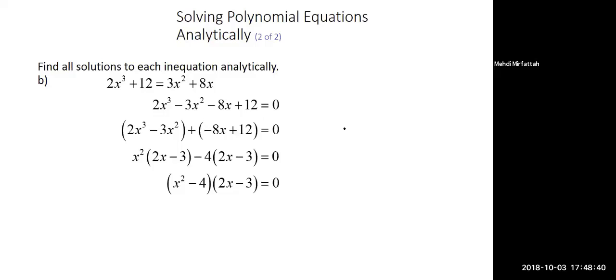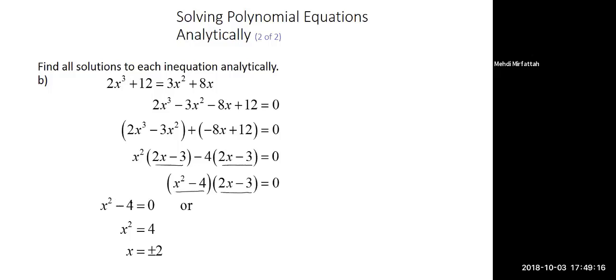If I group the first two and the last two terms, you notice that you have x squared in common. If I factor out x squared, and minus 4, then you get 2x minus 3. So it looks like we get a right grouping here. So if I factor out 2x minus 3, I would get x squared minus 4. All right, this is a difference of squares, so I can continue with that. I could write this as x minus 2 times x plus 2, and then factor that, and then solve them.